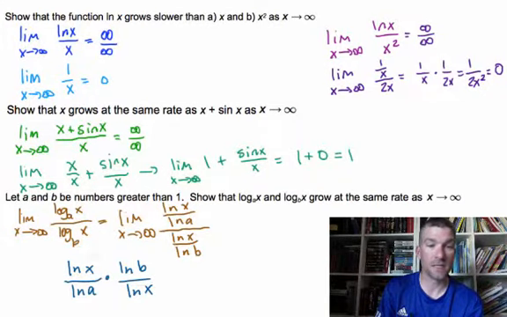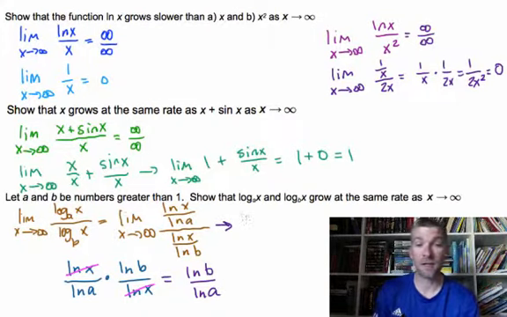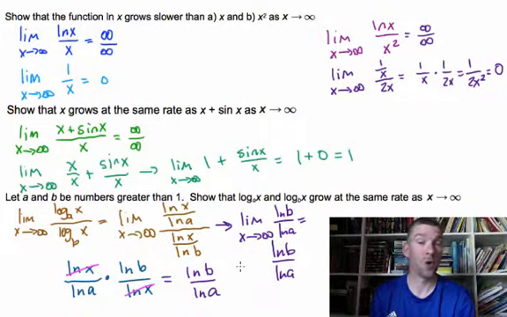And what happens is, remember, a and b are constants, so the natural logs of x cancel out, and I'm left with natural log b over natural log a. Now remember, this is a constant. This is a constant, okay? Which means that the limit as x approaches infinity is that thing, natural log b over natural log a. It's a specific number. Since it's a specific number, they grow at the same rate.